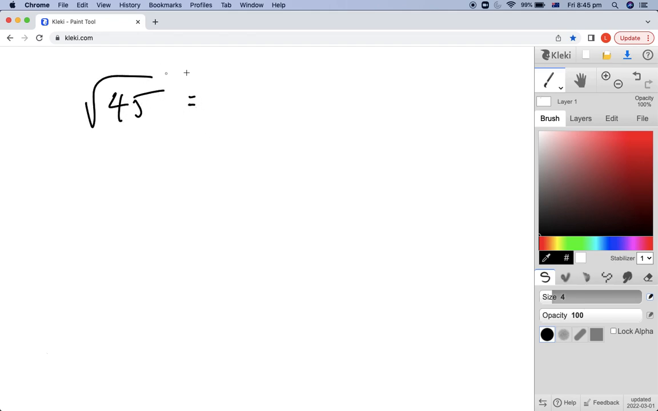Although this might look difficult, what we can do is break it down into the base numbers. So we can think about whether there are factors of something that's square rootable inside this 45. So whether there's 4, 9, 16, and we'll keep it simple with these. 45 is not divisible by 4, so we won't try that. But 45 is divisible by 9, so we can try that.